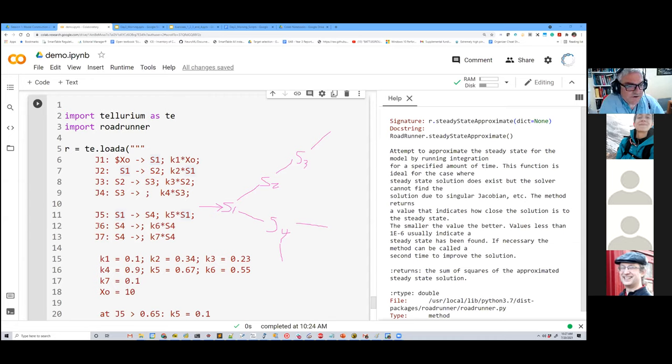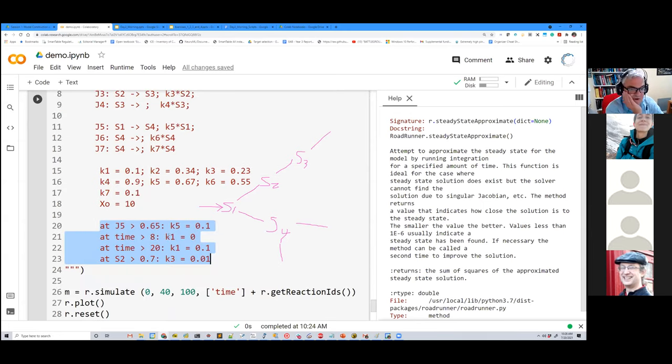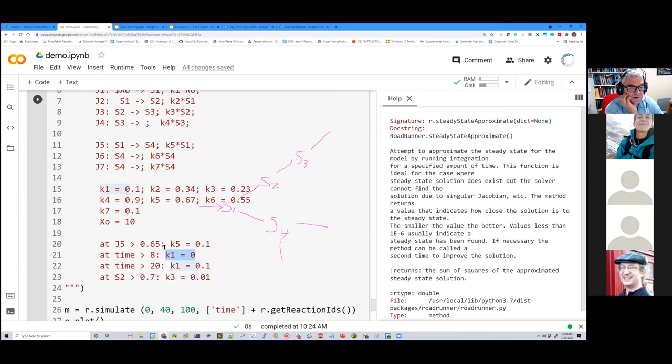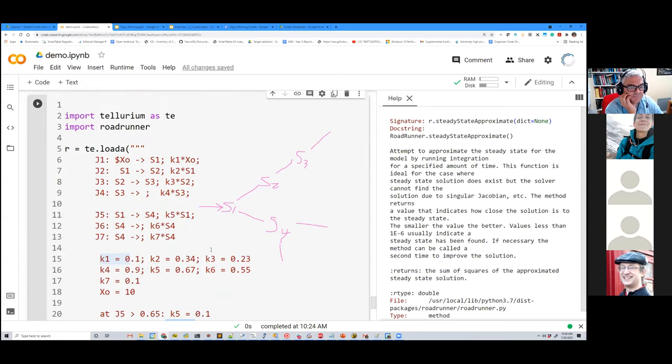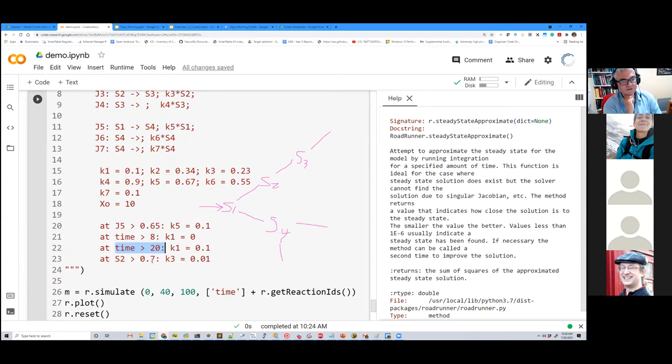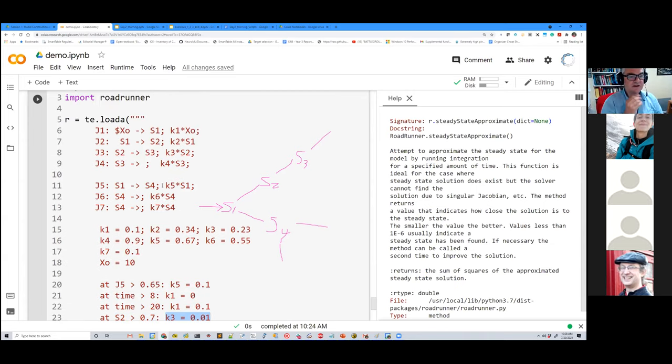I've got down here a set of events, two of which trigger depending on time. So when time is greater than 8, it'll switch off K1, all right? Time greater than 20, it'll turn it back on. The other thing I have here is when S2 exceeds 0.7, it makes K3 much less. So maybe the expression for the enzyme in step 3, and step 3 is this one here, greatly reduces.